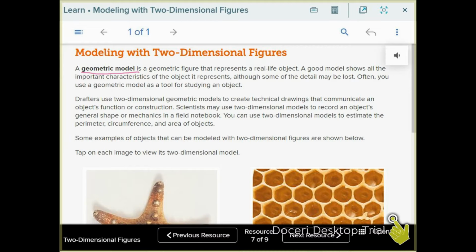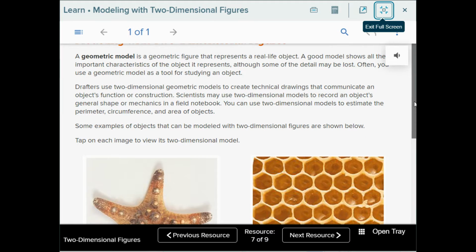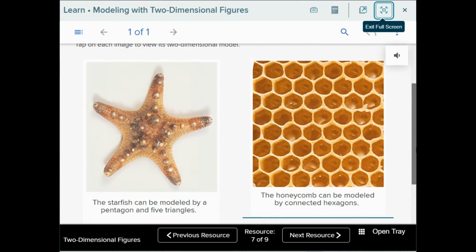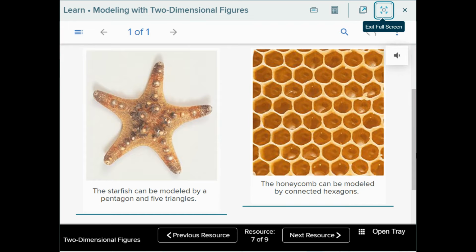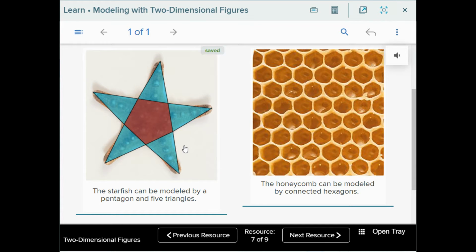So we use geometric models for drafting, for example houses. We can make 2D models of, for instance, molecules in science. There's a lot of things that we can make two-dimensional figures for. So for instance, if we take a look at this starfish, the starfish can be modeled with a pentagon and 5 triangles. The pentagon is a 5-sided shape in the middle in red, and the 5 triangles represent its limbs.